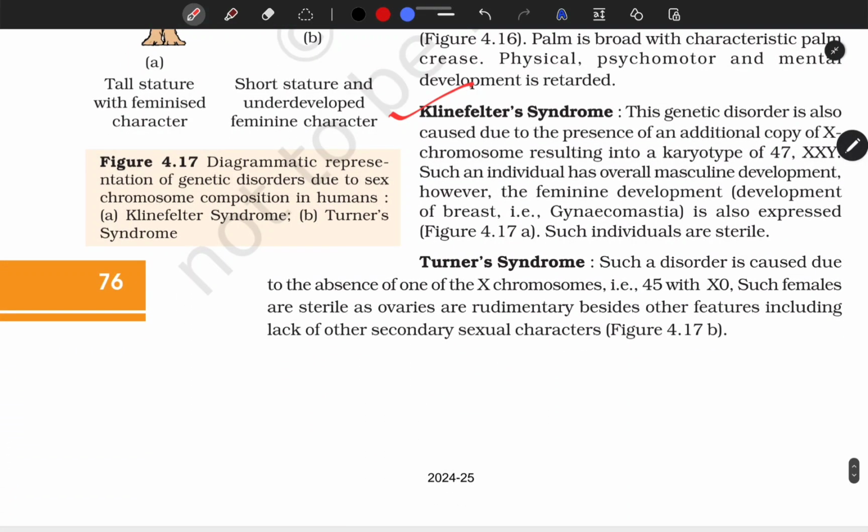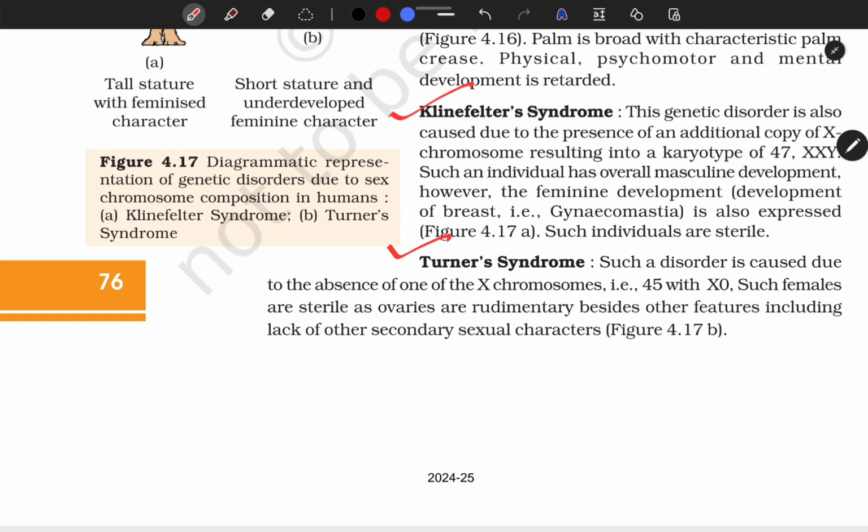Klinefelter syndrome. This genetic disorder is also caused due to the presence of an additional copy of the X chromosome, resulting in a karyotype of 47, that is XXY. Such an individual has overall masculine development. However, feminine development, that is development of breasts, or gynecomastia, is also expressed. Such individuals are sterile.